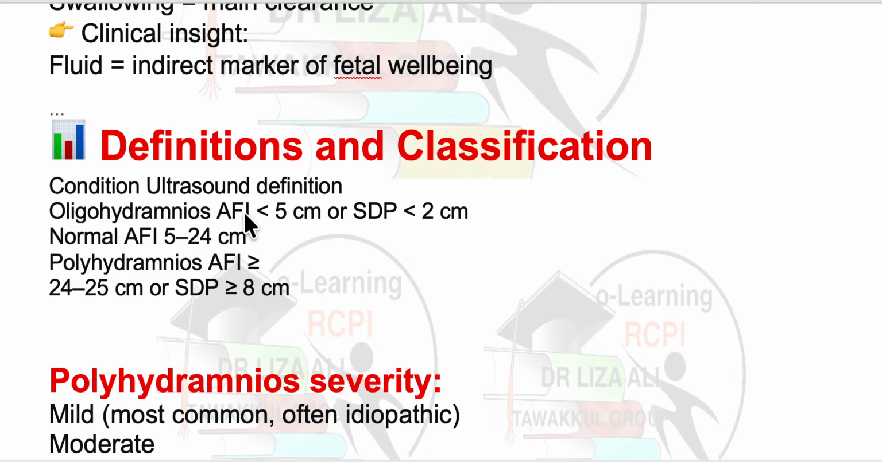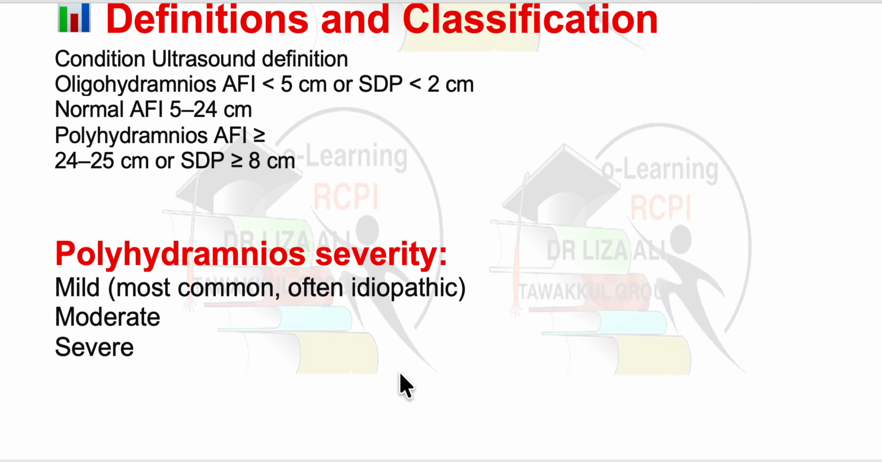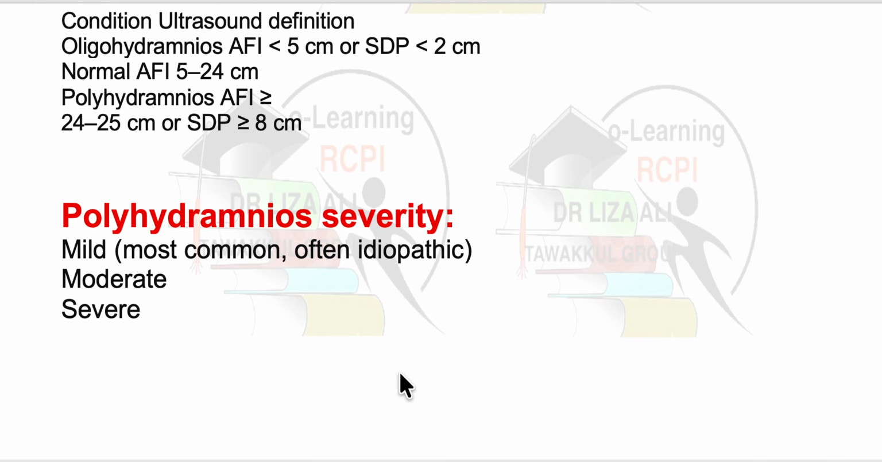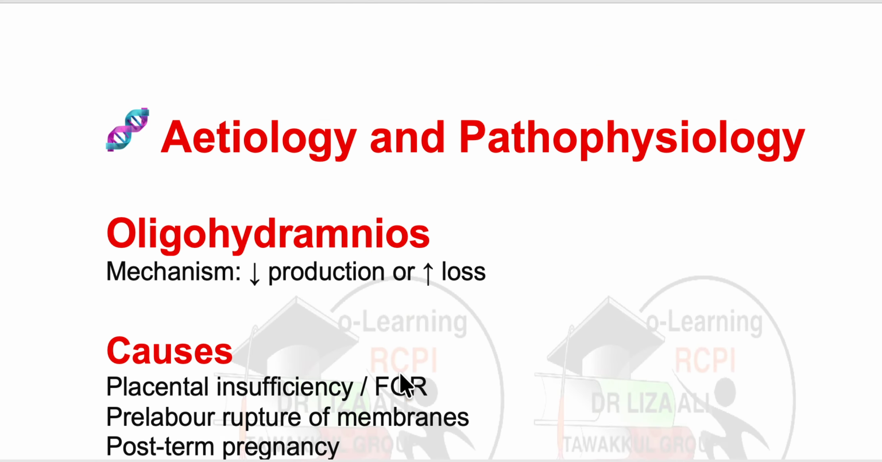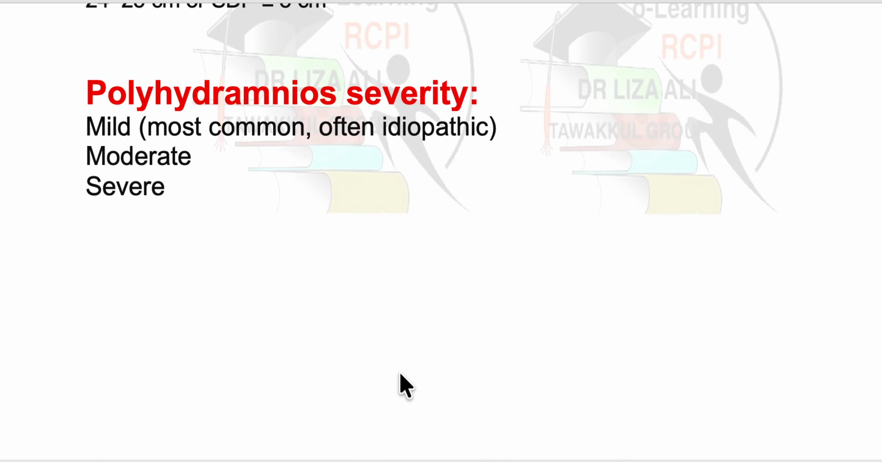Now they also give the severity of the polyhydramnios. This definition they want to give. Mild is the most common one, and it is idiopathic. Mild, moderate, and severe. So these are the ones they want to tell us.